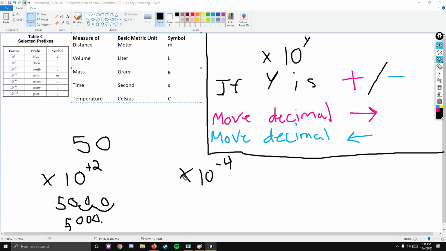And then 50 times 10 to the negative fourth. We take 50 and we take our decimal place, and since it's negative, we're going to move our decimal place to the left by 4. So 1, 2, 3, 4. Then we fill in our blanks with zeros. So 0.0050.